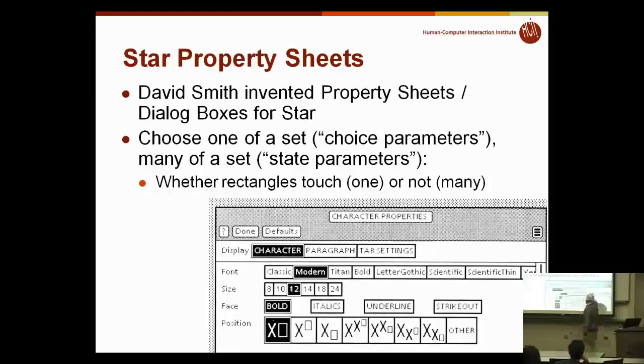They basically looked like buttons. And if they were a choice, one of many choices, like the size, then they'd be stuck together. But if they were separate toggles, which we now call checkboxes, then they'd be separated. So bold is a toggle, italics is a toggle, underline, and strikeout. So these are independent. You can turn each of these on and off independently, so those would be checkboxes today. Whereas this is select one of many, so these would be radio buttons or a pop-up menu or something like that. But they were all done this way in the Xerox Star.